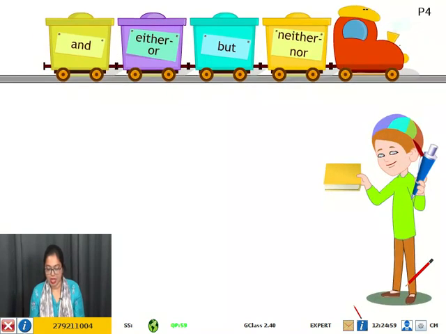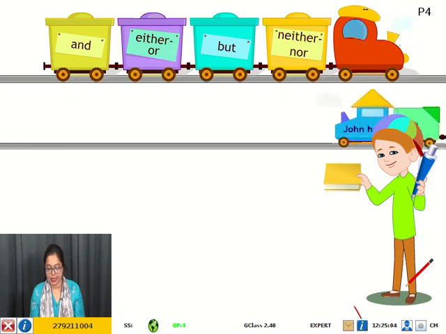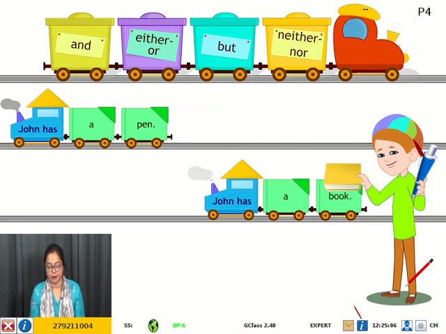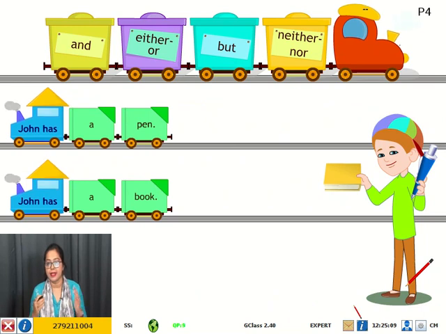Very good. Now we will form sentences with these words. See here, we are seeing two trains coming with the words. Here on the screen we are seeing two trains, they are coming with half incomplete sentences. Two different sentences. John has a pen. This is the first sentence. And the second sentence is John has a book.